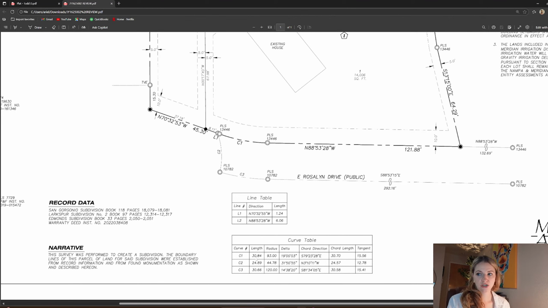Delta is the change in direction, and you'll see that it's also in hours, minutes, and seconds. So from the start of it to the end of it, there is a change in bearing, a change in direction through that. Chord direction is your initial start, and then the delta will be the change in that direction. Chord length is the actual circumference. So if you were walking on it, that's how long that chord was. And then tangent is if you went off straight, how long that would be.